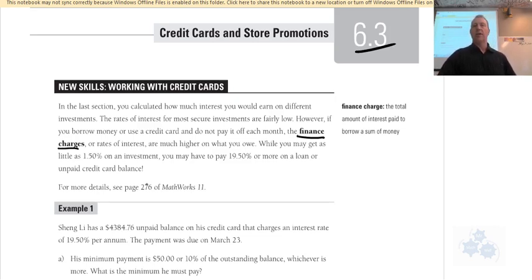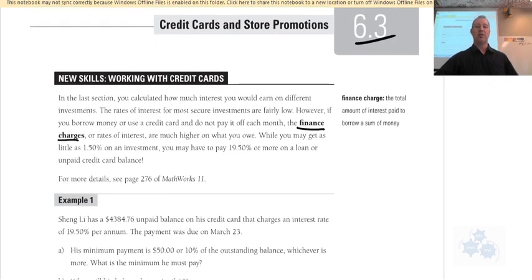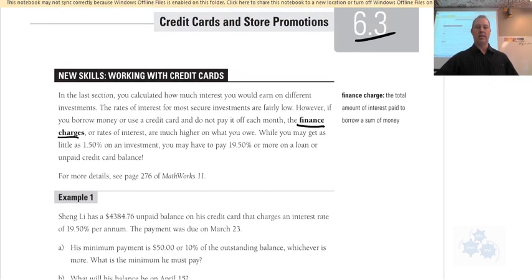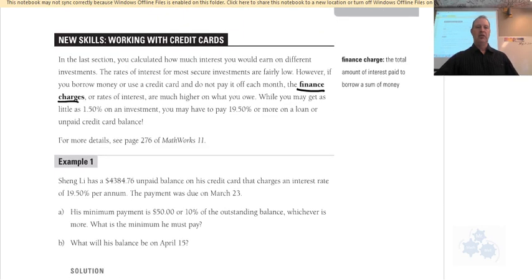So credit cards are very handy, but they can be very tricky. You can get dinged with a pretty steep interest fee really, really quickly without even knowing it, if you forget once. So here's the example.